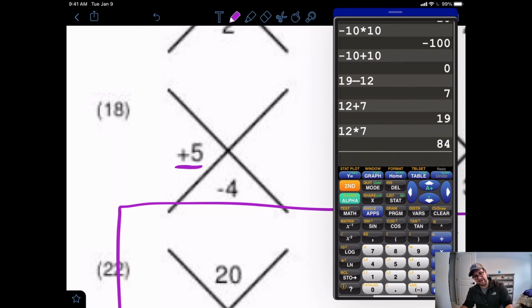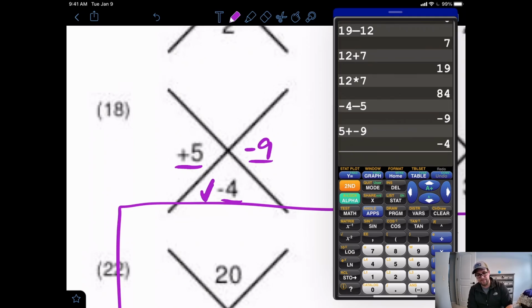So 5 plus something equals negative 4. To figure this out, all I need to do is take negative 4 and subtract 5. So that must mean that this is negative 9. So let's try that. 5 plus negative 9 equals negative 4, so it works for the bottom. Now let's see if it works for the top. 5 times negative 9 gives us negative 45 for our number up top.